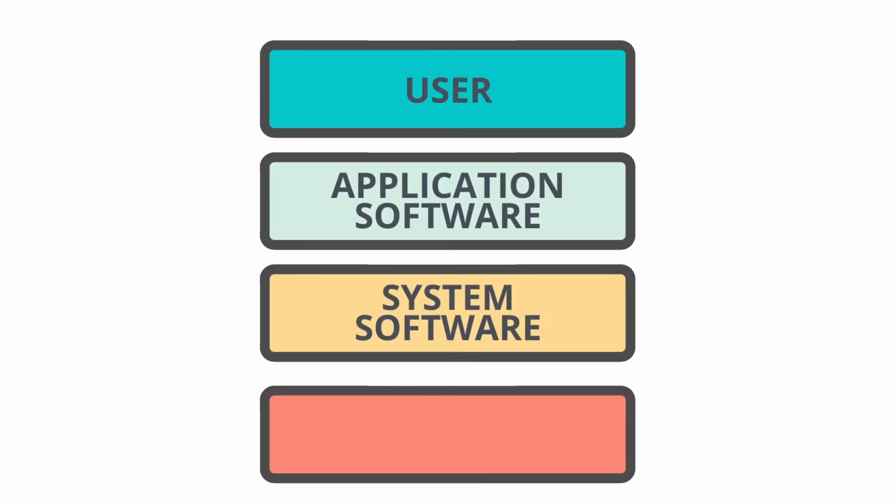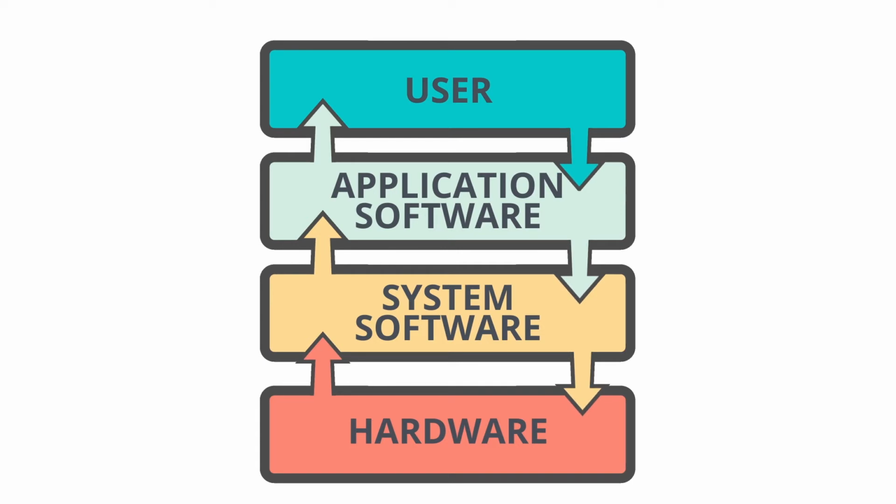The big question is, how does hardware that only understands ones and zeros execute instructions or code written in words similar to our spoken language? Let's take a look. Modern computer technology is built on a 4-layer model. Those layers are the user, application software, system software, and hardware. Each layer serves the layer above it and communicates with the layer above and below it.